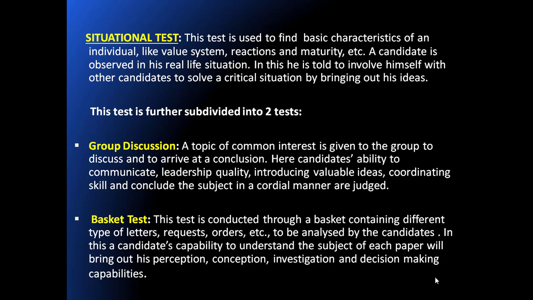Situational tests basically test the way in which an individual behaves in a certain situation, right? So in group discussion, the basic focus was to see how a person or a candidate behaves when he is discussing things in a group. And in basket method, the main focus is like when spontaneously a subject or a request or letters is given to an individual, how does he behave, and in a proper manner, how can he take decisions, right?